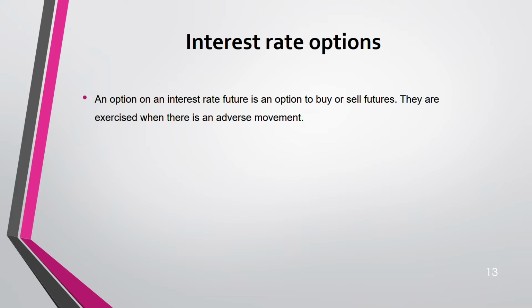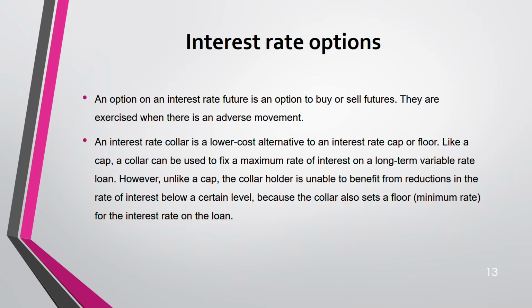So an interest rate option on interest rate future is an option to buy or sell future. Okay, do not get confused with these two things. Just keep option and future separate. That's what I would say.